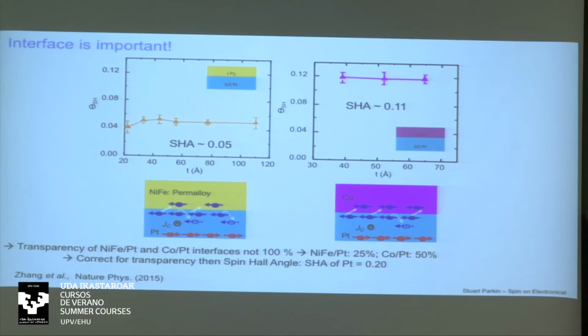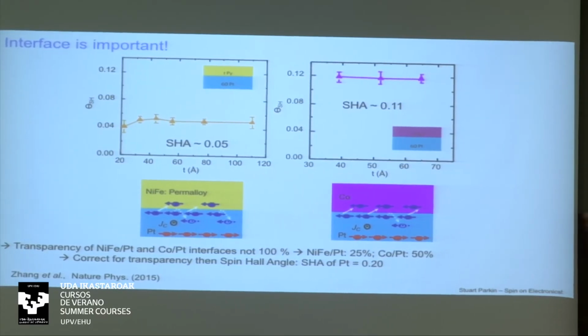An important point is that these interfaces have different transparencies for spin current, and even for simple metals like permalloy, the transparency to platinum is much less than for cobalt. It's about 2 times less. So the spin current you generate will be much less effective in manipulating magnetic moments for permalloy than for cobalt.